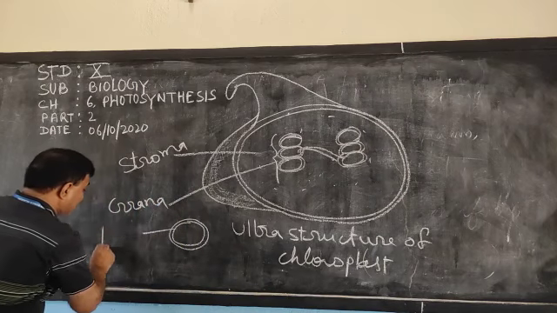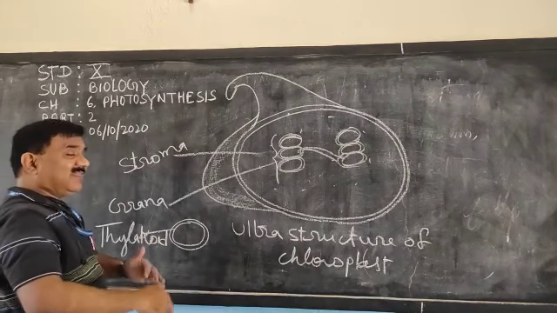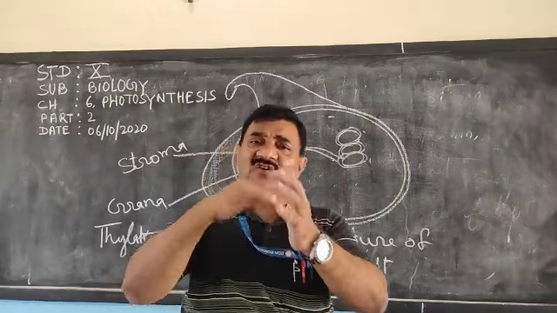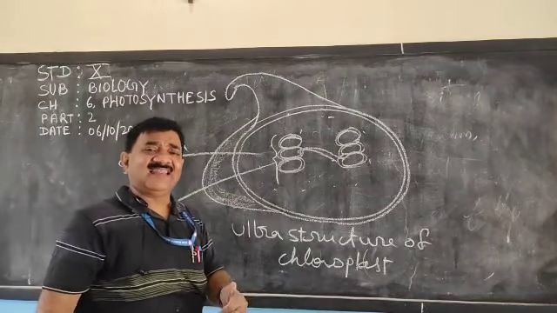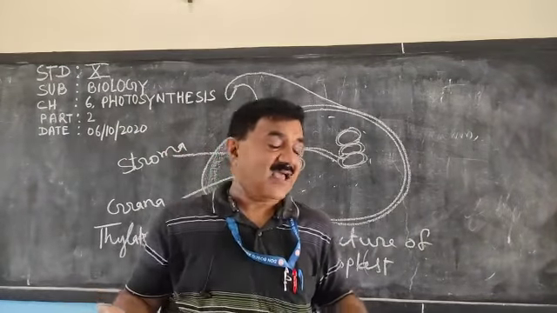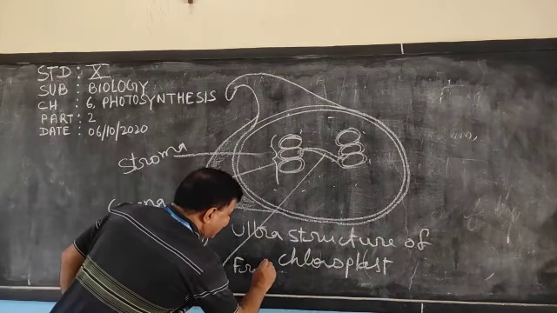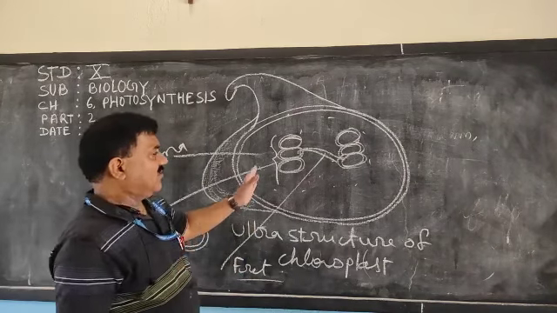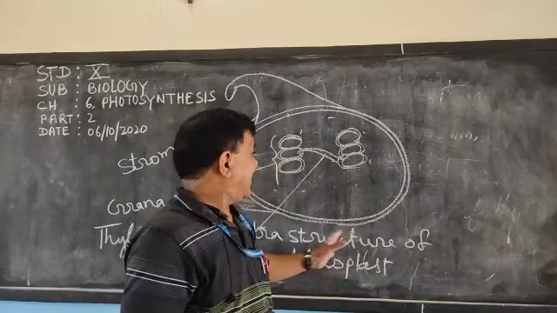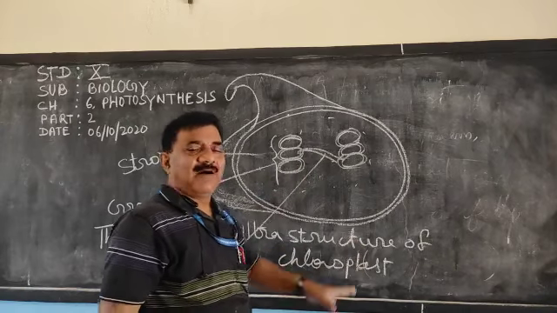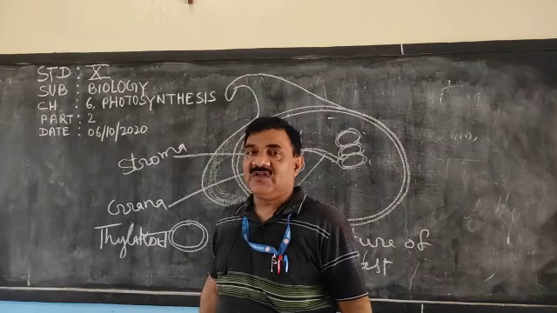And one disc is called a thylakoid. When thylakoids are arranged one over another, it is called grana. Means what are grana? They are the stacks of thylakoids. And this connecting link is called fret. So we have understood grana, thylakoid, stroma and fret. This is one very easy diagram showing the ultrastructure of a chloroplast.